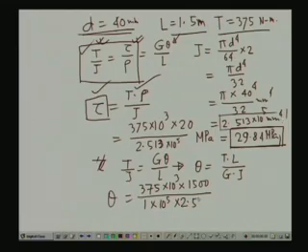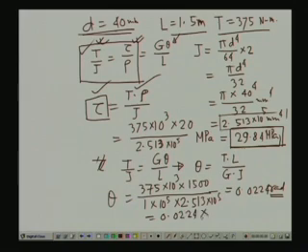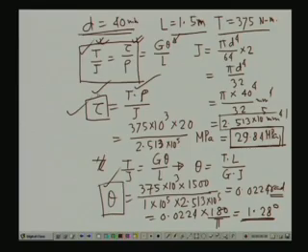So, this comes as 0.0224 radian, and this is equal to 0.0224 multiplied by 180 by pi, which will give so many degrees. This is equal to 1.28 degree. So, this is the angle of rotation and this is the stress. These are the two parameters that we had to evaluate. So, shear stress tau is given by this.